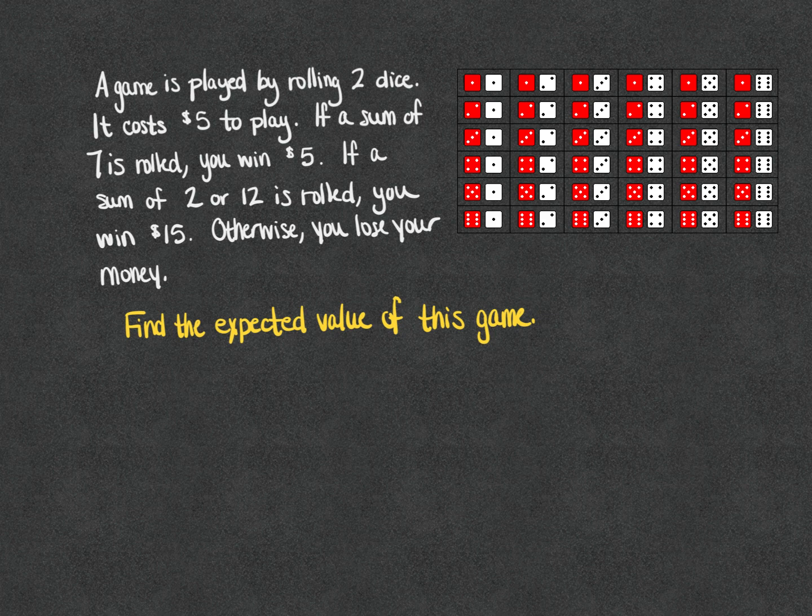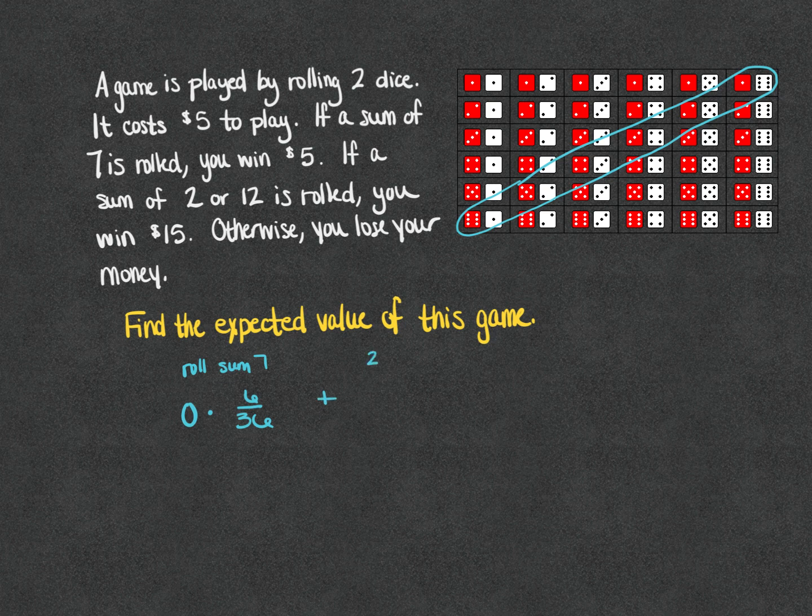So here, notice there are 3 separate outcomes, okay? We could roll a 7, and that means that we will win $5. So if we roll a sum of 7, we're going to win $5. Well, we paid $5 to play this game. So if we win $5, essentially we have broken even. We haven't actually made any money. And the number of ways that we can roll a sum of 7 is found right here on this diagonal. So there are 6 out of 36 ways that that can happen.